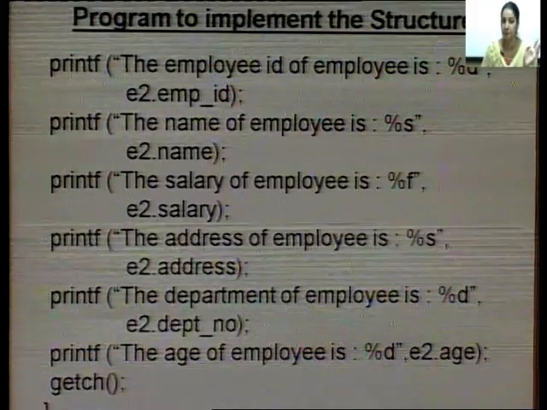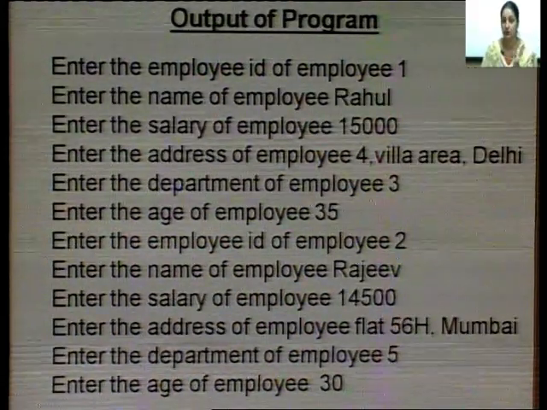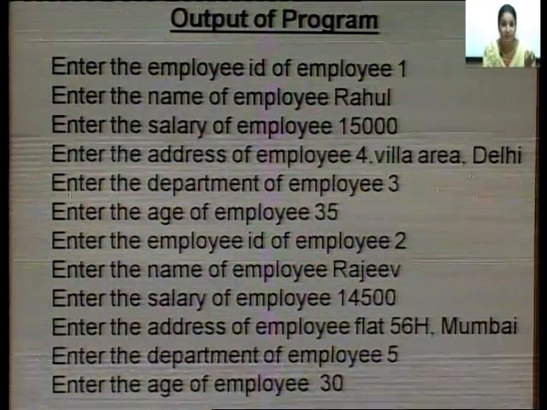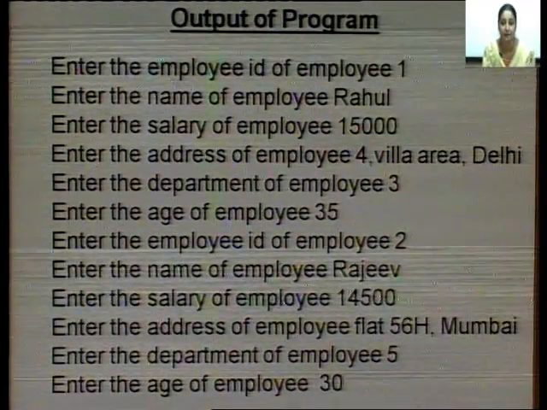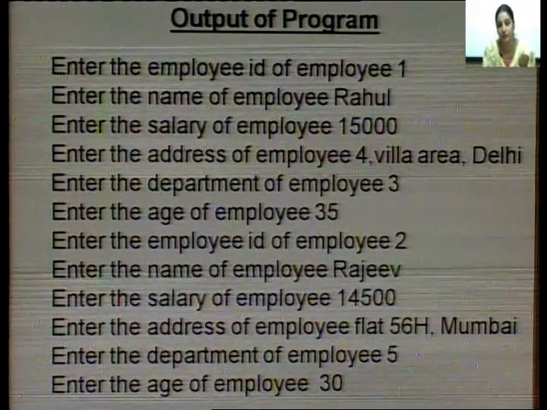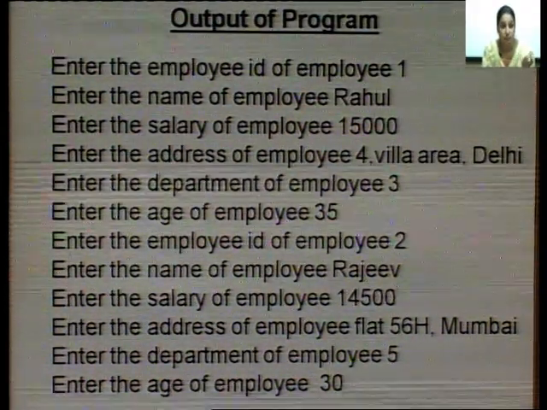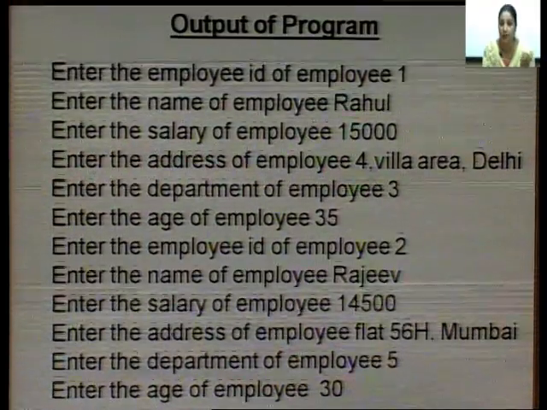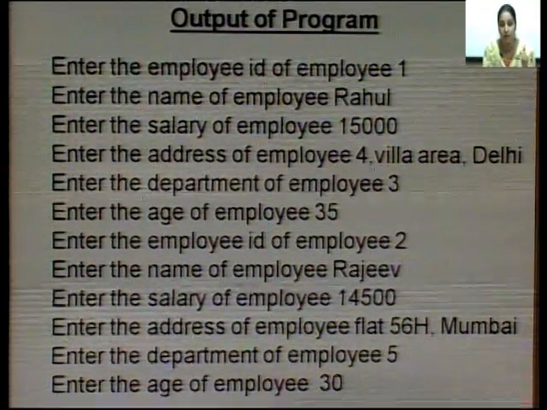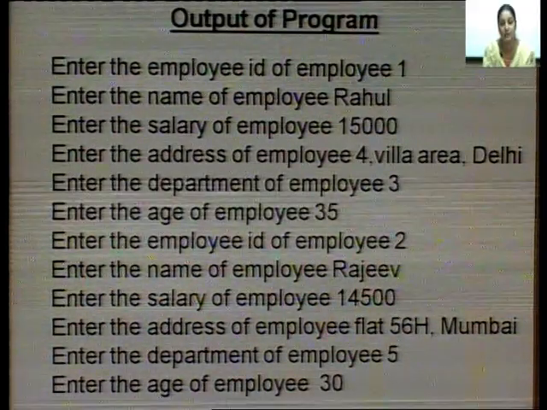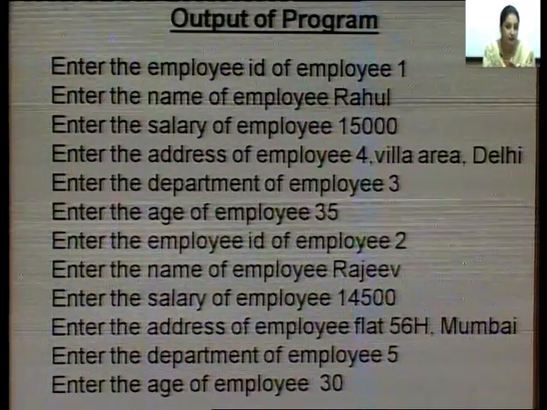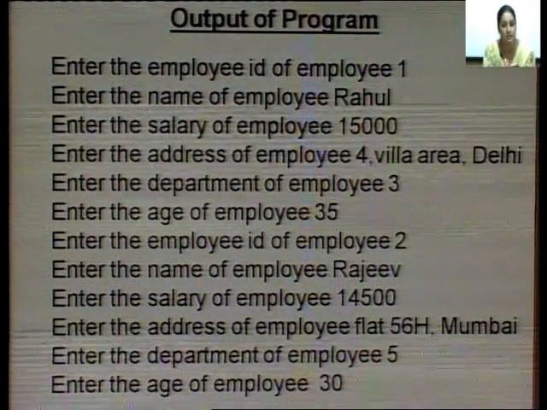One by one. Now the output of this program is, first of all, the values for the variables E1 and E2 are entered by the user. So first is: enter the employee ID of the employee, that is the first I enter. After that, enter the name of the employee, Rahul, and enter the salary 15,000 and so on. The second variable is: enter the employee ID for the second employee. There I enter the second, and the name of the employee is Rajiv and so on.